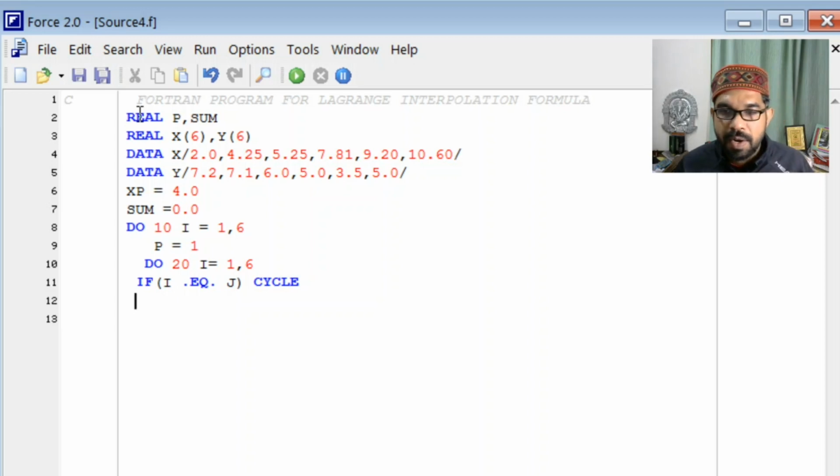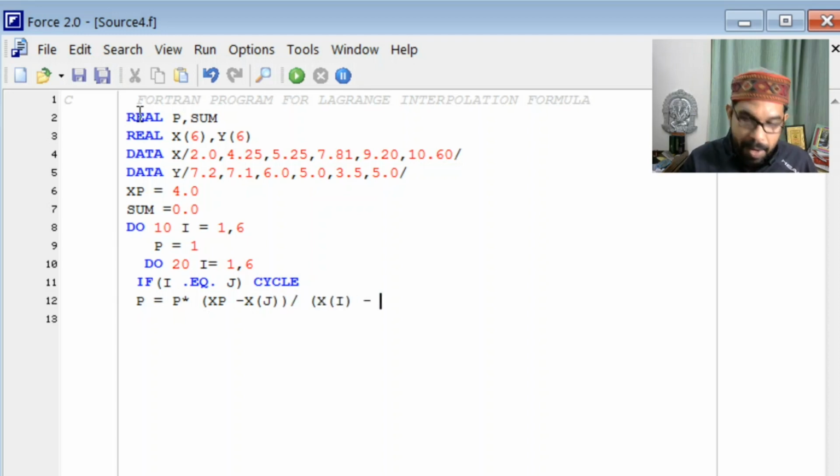So the same we are writing here, and other terms are written by p is equal to p into, so this is x minus xj, that is xp minus x at j, divided by x at I minus x at j, bracket closed. And here we close the loops. First, this 20 loop is continued. So this is the inner loop.